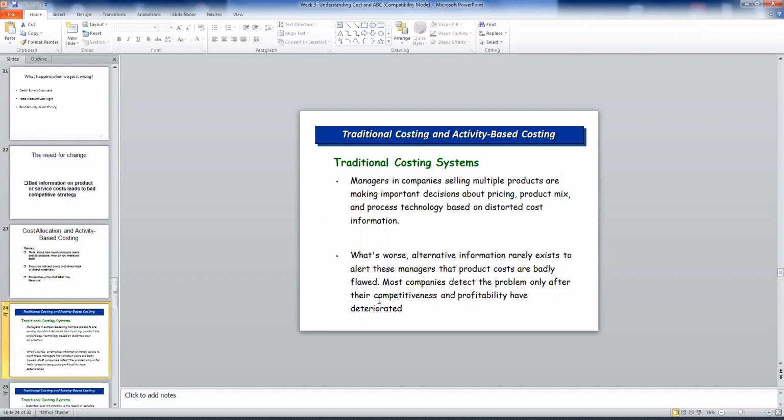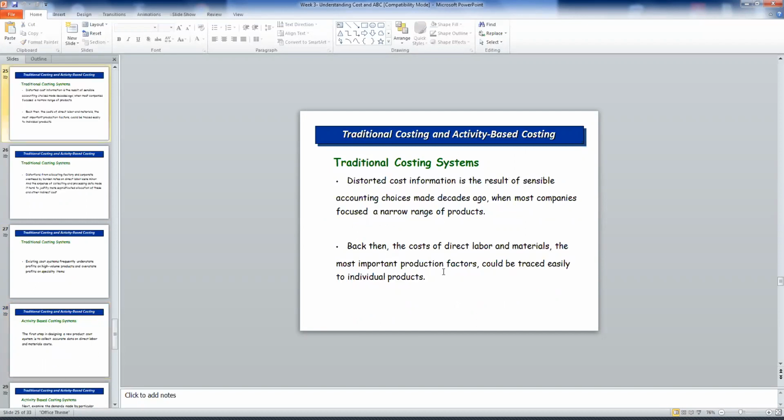So in traditional costing systems, the idea was that we would have a relatively simplified approach to costing. We'd do our direct material and direct labor, and then we would lump our overhead cost into one cost pool, and then assign that overhead cost to each product or service based on the same rate. And unfortunately, this distorted cost information has caused a lot of problems. But it was based on the results of accounting choices made decades ago, when most companies focused on a narrow range of products, and their indirect costs were relatively inconsequential.